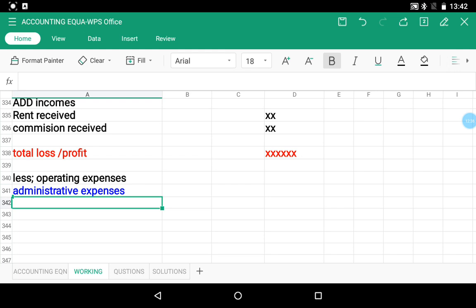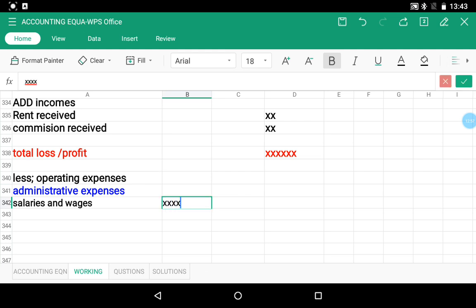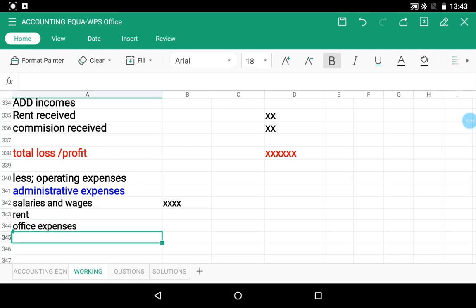One, we have salaries and wages. Of course, when you pay your workers, that one is under your admin. You shall come here and add. Second, we can have rent, and can pay office expenses, where you have stationery and everything that is under it. We also have electricity.